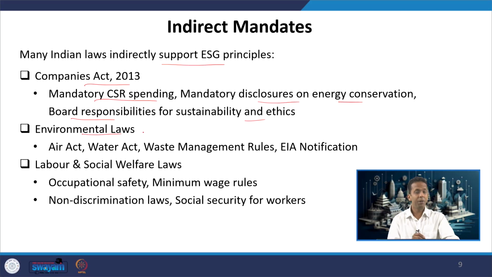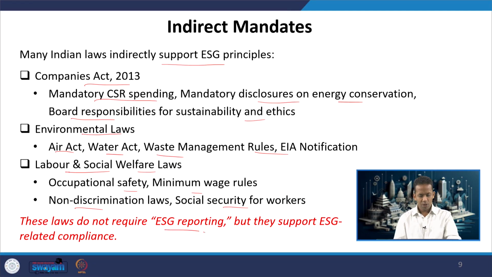Then we have a lot of environmental laws related to air, water, waste management, and EIA notifications, which take care of the E component of ESG, isn't it? Then we have many labor and social welfare laws, which talk about occupational safety, minimum wage rules, pay parity, non-discrimination laws, social security for workers, and community engagement. All these things would be covered under the S and G part to a certain extent. So, there are several laws which indirectly support the ESG principles. These laws do not require ESG reporting, but they support ESG-related compliance. So, those we can call indirect mandates in India.